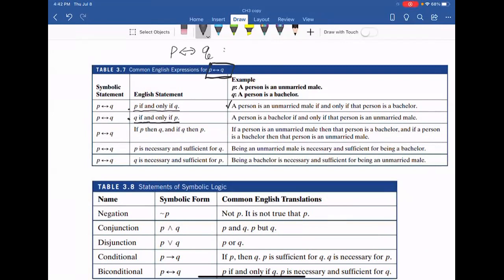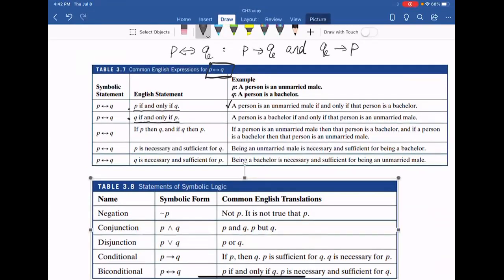We can represent it. What's the meaning of this? This means if P, then Q, and also satisfied if Q, then P. So from the P side, if P, then Q, and from the Q side, I can say if Q, then P. It can go this way and also this way.